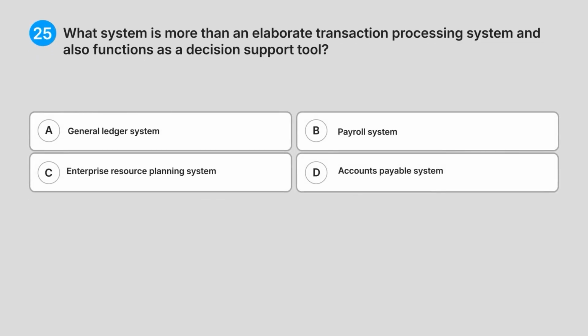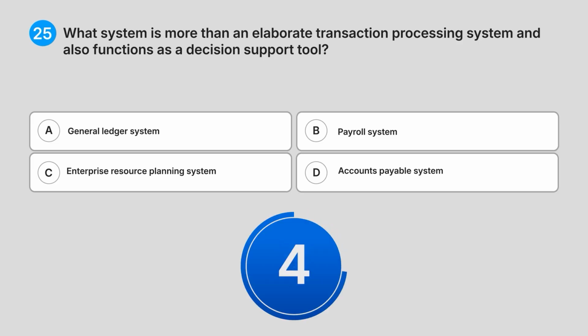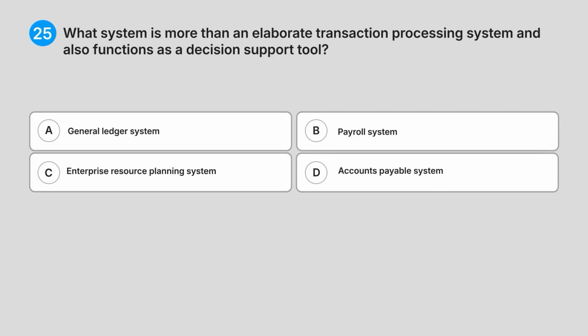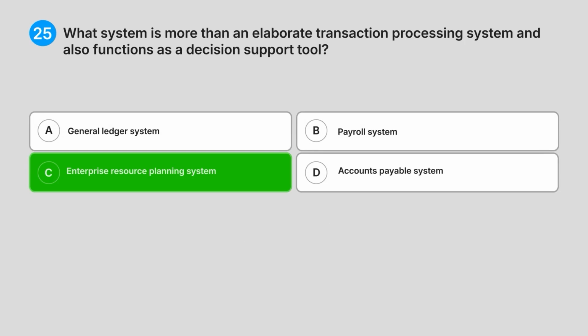25. What system is more than an elaborate transaction processing system and also functions as a decision support tool? A. General ledger system. B. Payroll system. C. Enterprise resource planning system. D. Accounts payable system. Can you guess the answer? Correct answer, C. Enterprise resource planning system.